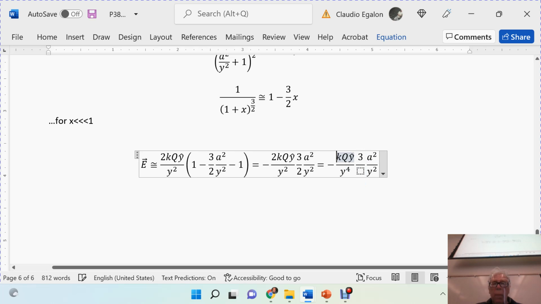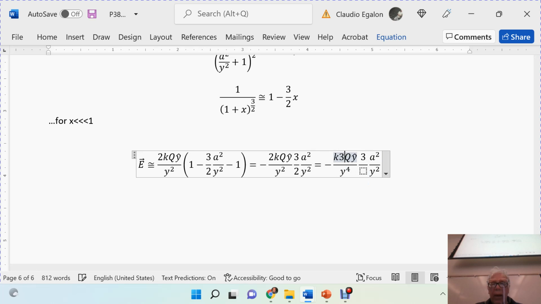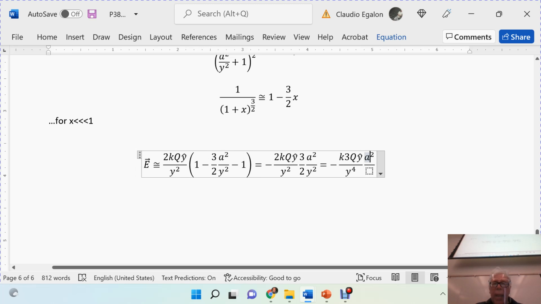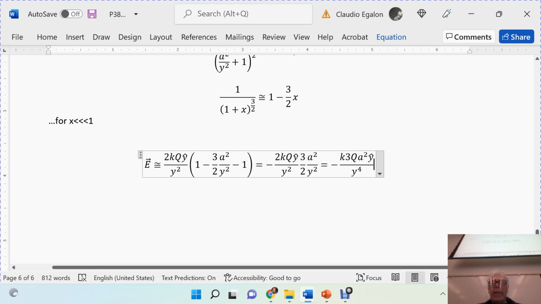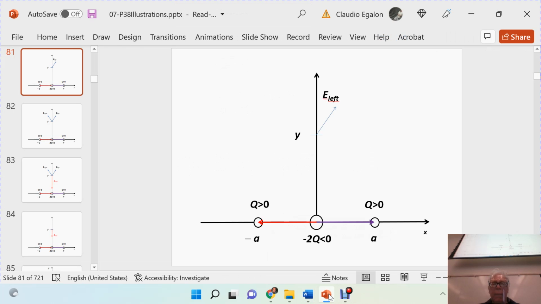And this 3, I'm gonna put it here. Goes right in here. The y square goes away, right? The 3 goes away. And then we have this a square right in here. And now we start to see a pattern. Notice that the electric field is negative, right? Just like we had predicted in our drawing of the electric quadrupole.